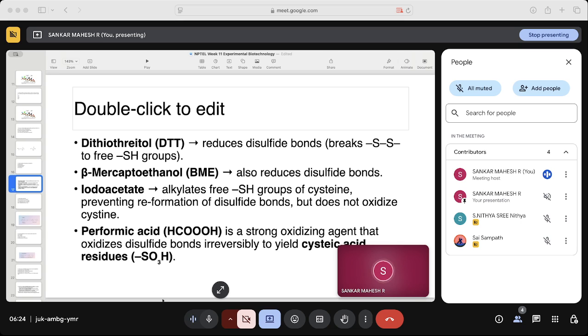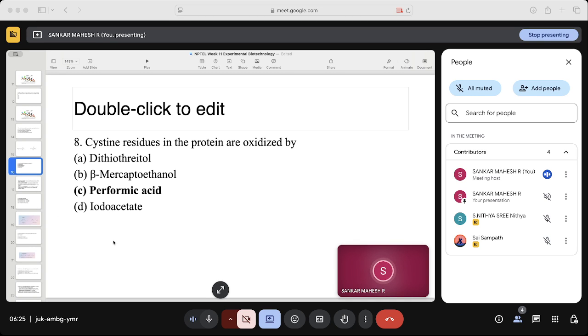And the last option is performic acid. This is an oxidizing agent. So what this does is it can oxidize the disulfide bond to yield cysteic acid. Instead of a sulfhydryl SH, you have SO3H. Right. So these are the four different chemicals, and I hope you understood the differences between cysteine and cystine. What you see here.